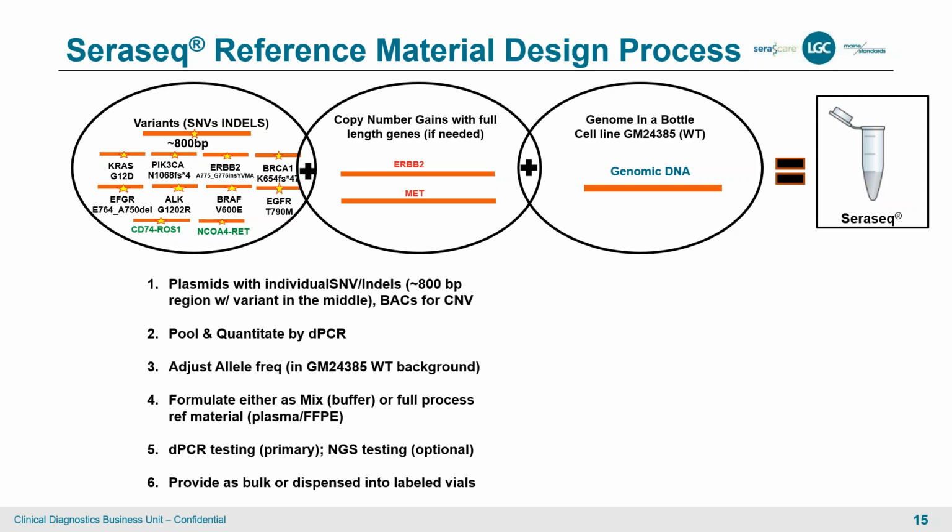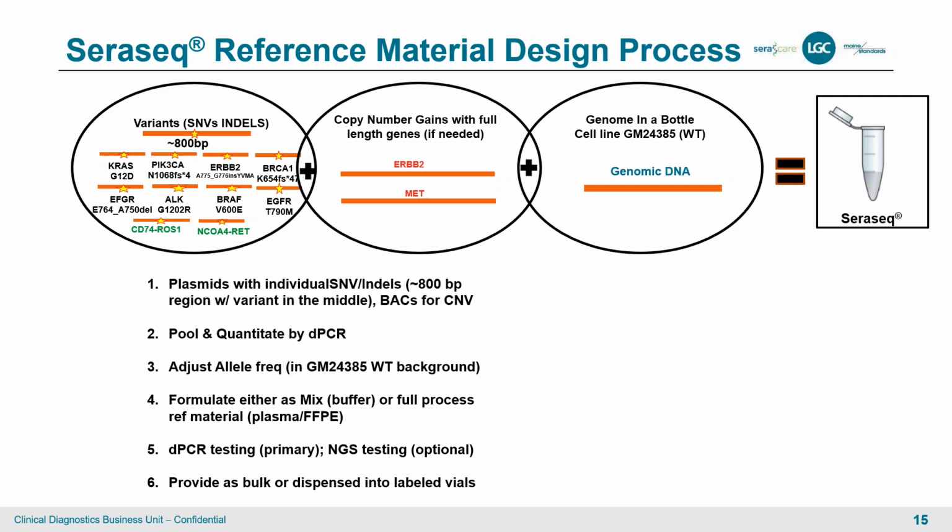And then what we decided was we want to have a single background into which these things can be spiked in. So we took the well-characterized Genome in a Bottle, the GM24385, as the wild-type background. So think about this: you're making these variants at a certain frequency, and you're spiking them into always a single common background. So we're very precisely able to meter these things in the product. And what you get is a single vial that has multiple variants. It's almost like you have all these different samples and data points in a single vial ready to go, either in a plasma or a mix or FFPE format.